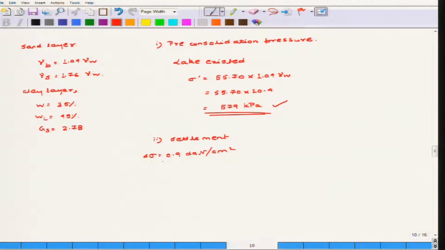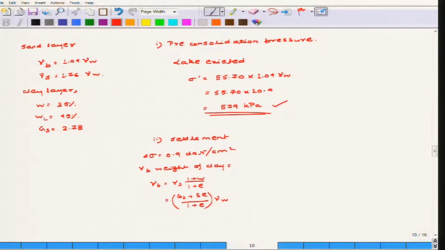So for that what we will do is first find out the gamma B of clay, or the unit weight of clay. Now, how to find out the unit weight of clay? We all know that gamma B is equal to gamma S into 1 plus W by 1 plus E, or basically you can go simply with (GS plus SE) by 1 plus E into gamma W.